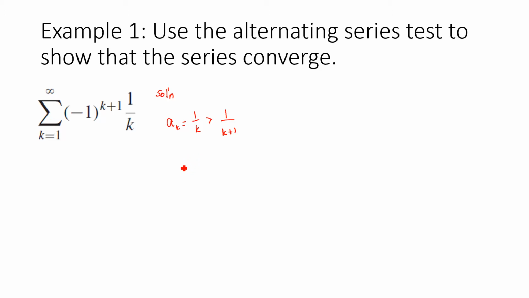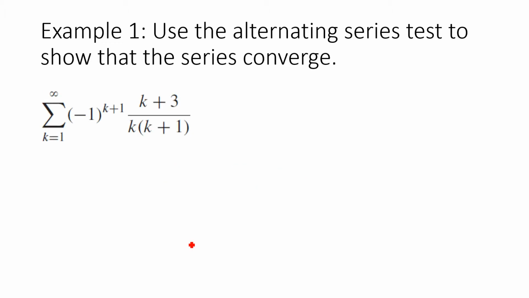Now the second one is the limit of our a sub k, where k is approaching positive infinity, must be equal to 0. Now if we substitute, you have the limit of 1 over k, where k is approaching positive infinity. Clearly this is equal to 0. Therefore, we show that the given series is convergent. Another example: the summation of the quantity negative 1 raised to k plus 1 times k plus 3 all over k times the quantity k plus 1, from 1 to infinity.